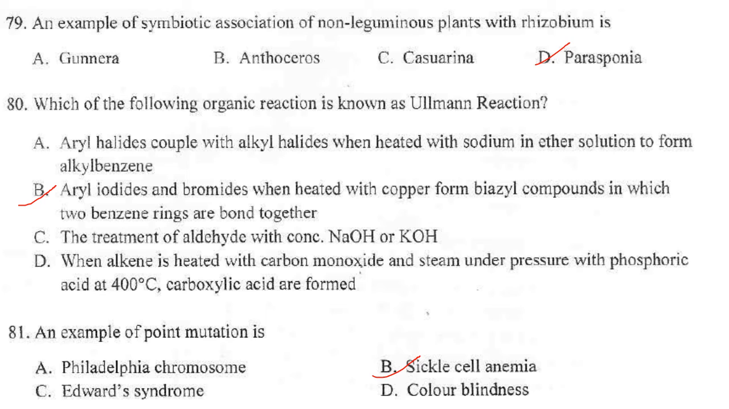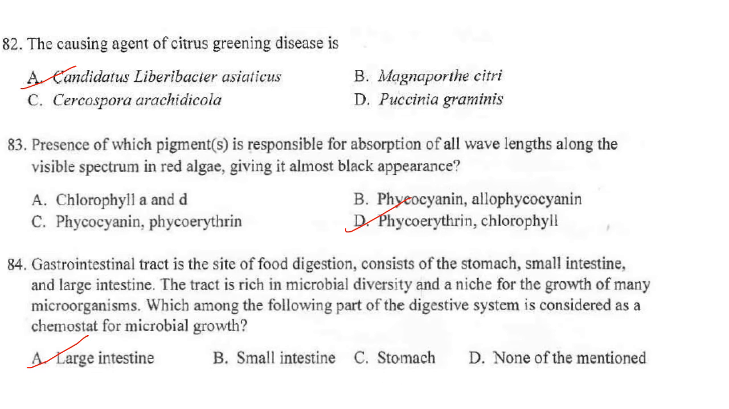An example of point mutation. It is in the case of sickle cell anemia. Option B. Then the causing agent of citrus greening disease is Candidatus Liberibacter asiaticus. Answer is option A.